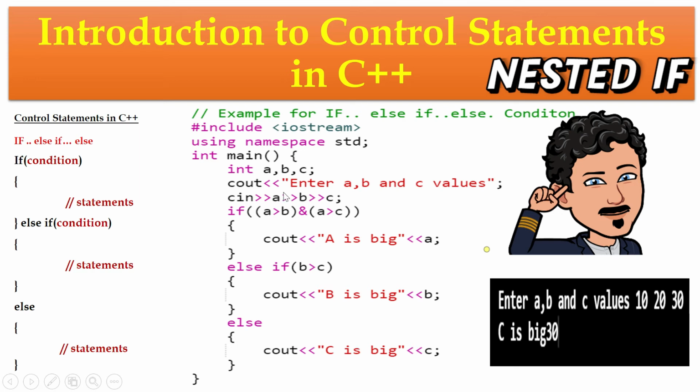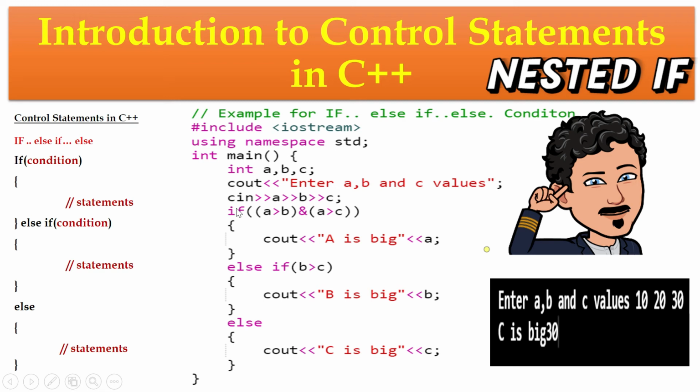Okay, so once again, I repeat the program. In this program, I've declared three variables, namely A, B, and C, of integer data type. I'm going to print a message, "Enter A, B, and C values," using a cout statement. The user will provide three values. The first value I'm going to store in A, the second value in B, and the third value in C by using the same statement.